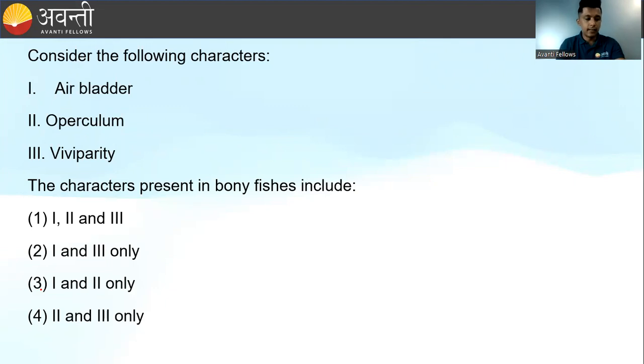Next one. Consider the following characteristics: air bladder, operculum, and viviparity. Then we have the characteristics present in bony fish include 1, 2, and 3, 1 and 3 only, 1 and 2 only, 2 and 3 only. So for this question, we know that our bony fishes, they have air bladder. That is why it can relax in water, and it has the buoyancy to maintain its body. It has operculum, the covering of the gill slits, and then it is viviparity as well as oviparity.